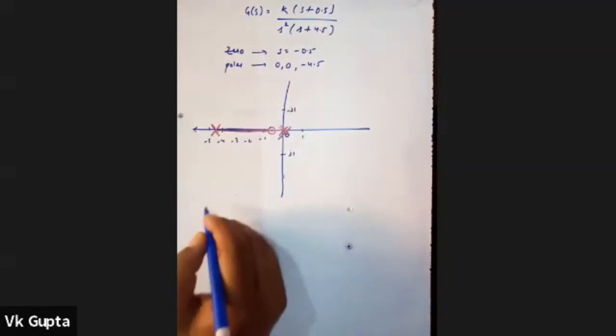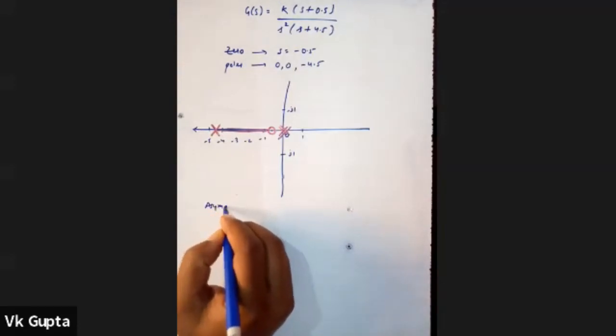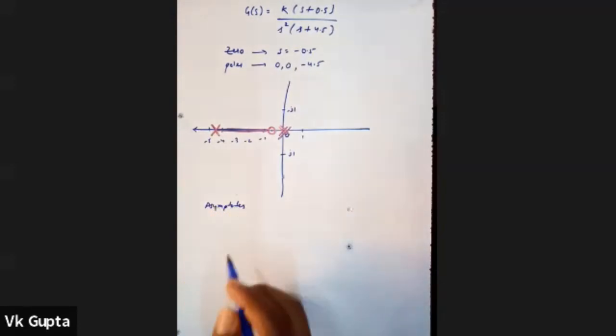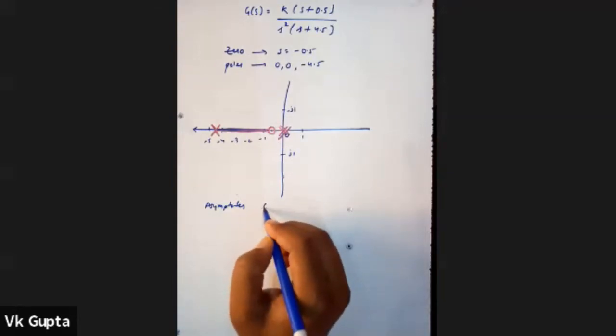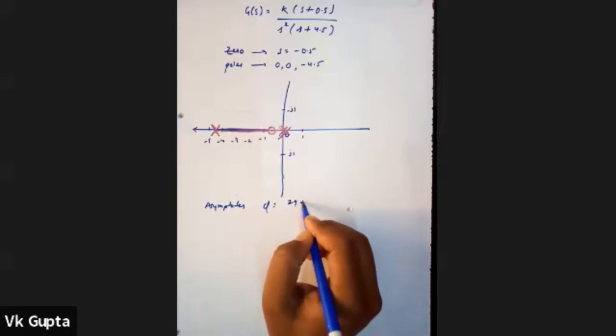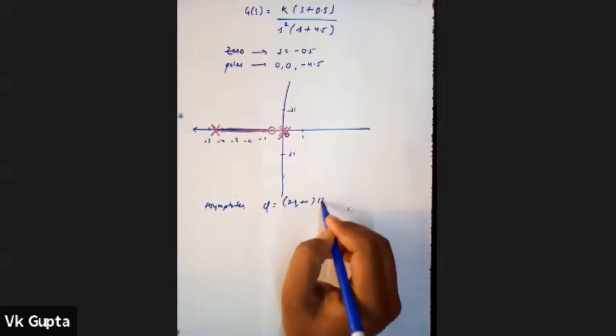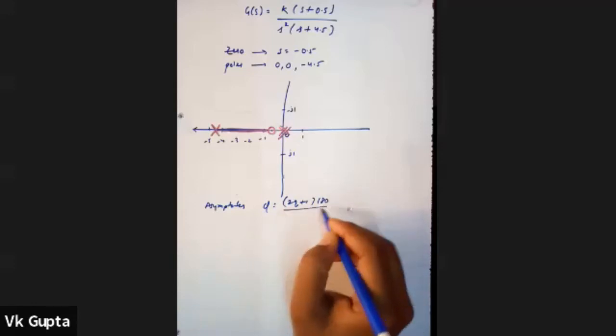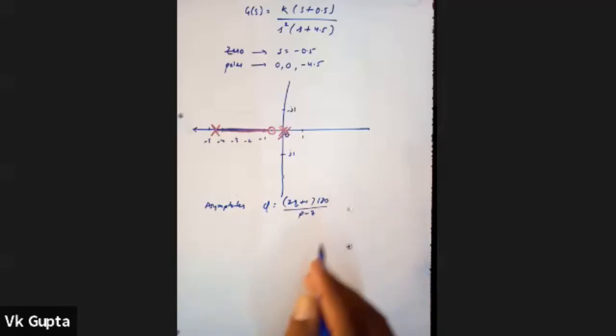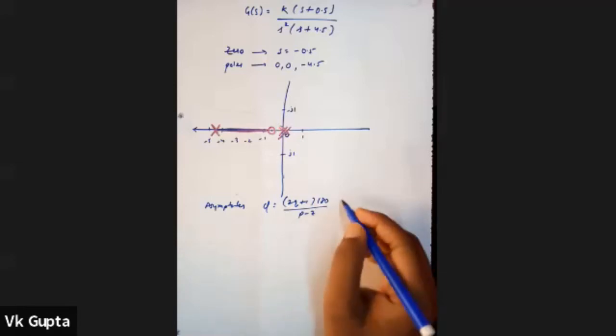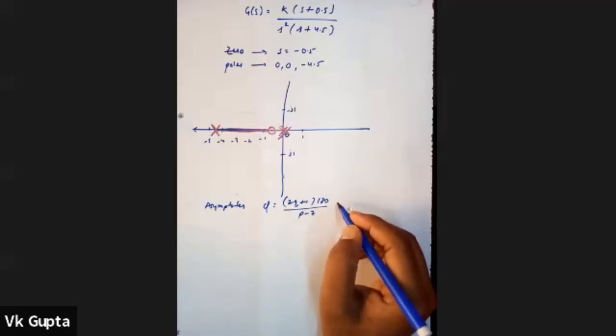Let us find out asymptotes. Step number 4, let us find out asymptotes. Since we require 2 asymptotes, we know that the angles are 90 and 270, but let us do the calculation. So phi is equal to (2q plus 1) times 180 divided by (P minus Z), where q is 0 for the first calculation.